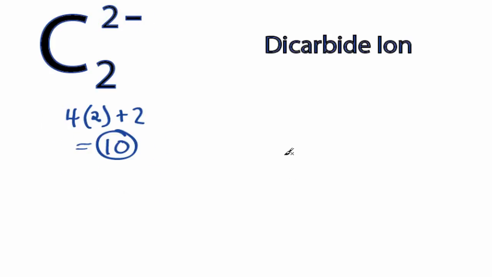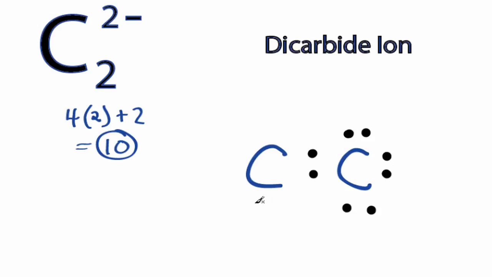We'll put our 2 carbons here next to each other, and then we'll put 2 valence electrons between them to form a chemical bond. We've used 2 valence electrons, and then around the outside 4, 6, 8, and 10. We've used all 10 valence electrons.